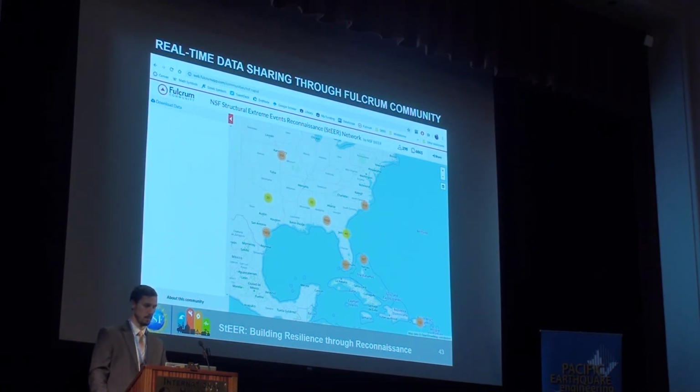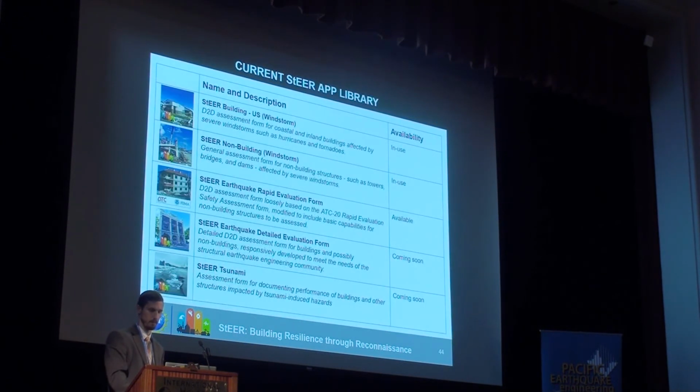The other benefit of this approach, which we currently have with Fulcrum and also is being built into the RAP, is that we have the ability to do this real-time data sharing through the Fulcrum communities. As Tracy mentioned, anyone can go and see the data as it's being collected, which is useful for the NGOs and others that are trying to get that information as well.